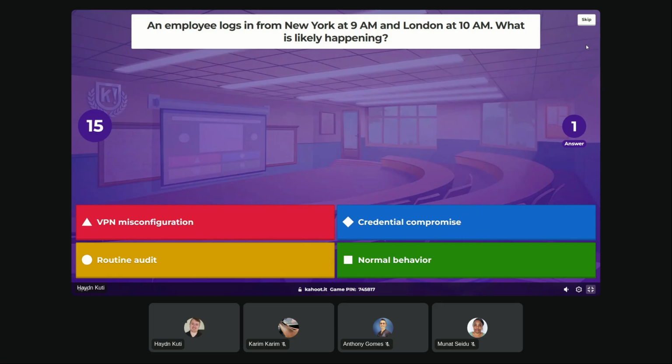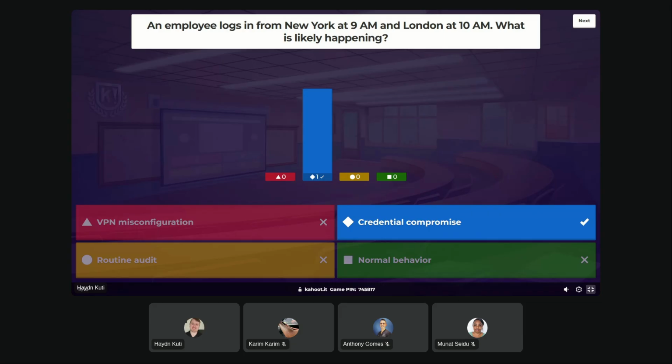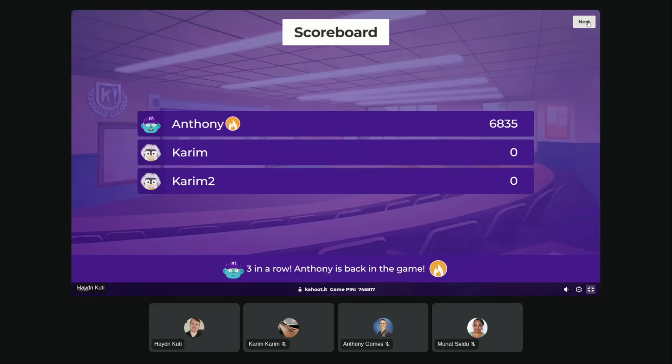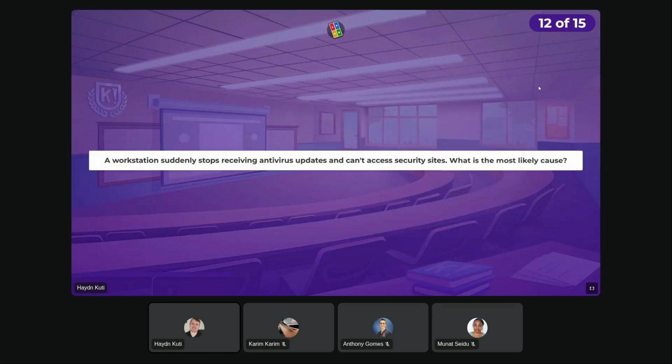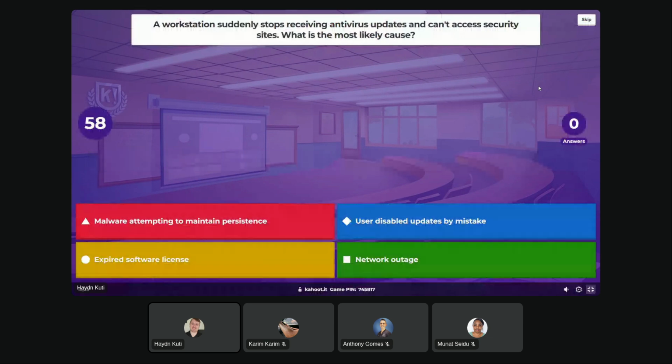Fifteen seconds left. Excellent. Workstation suddenly stops receiving antivirus updates and can't access the security sites. What's most likely the cause? Malware attempting to maintain persistence, user disabled updates by mistake, expired software license, or network outage.